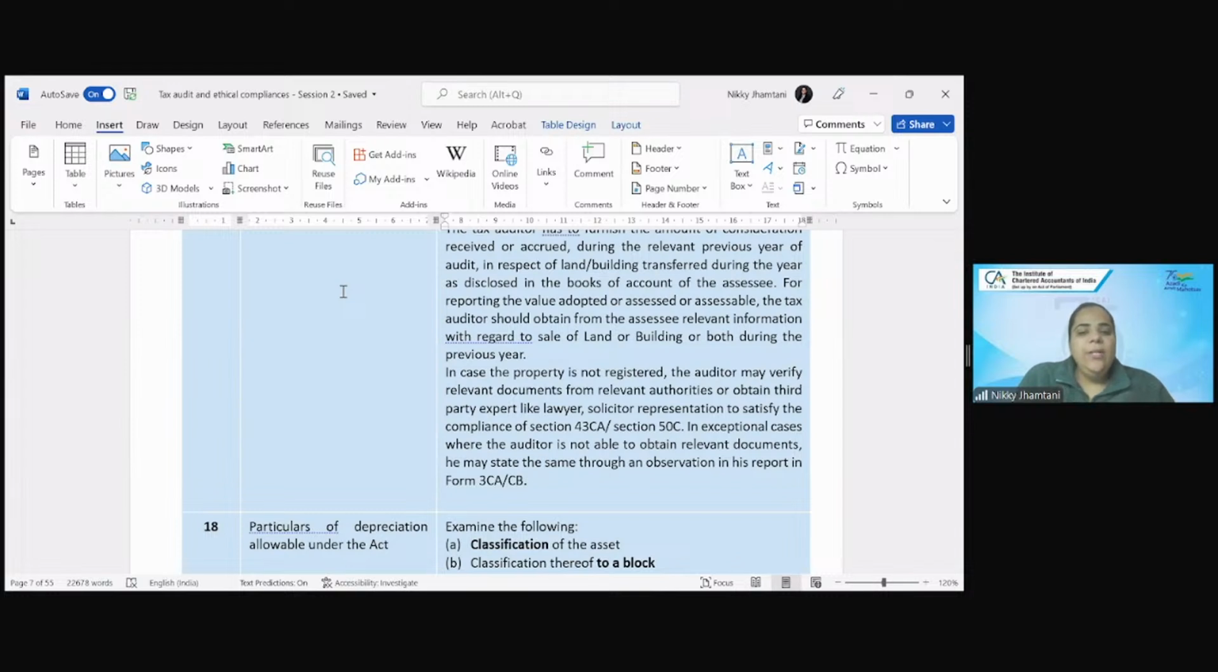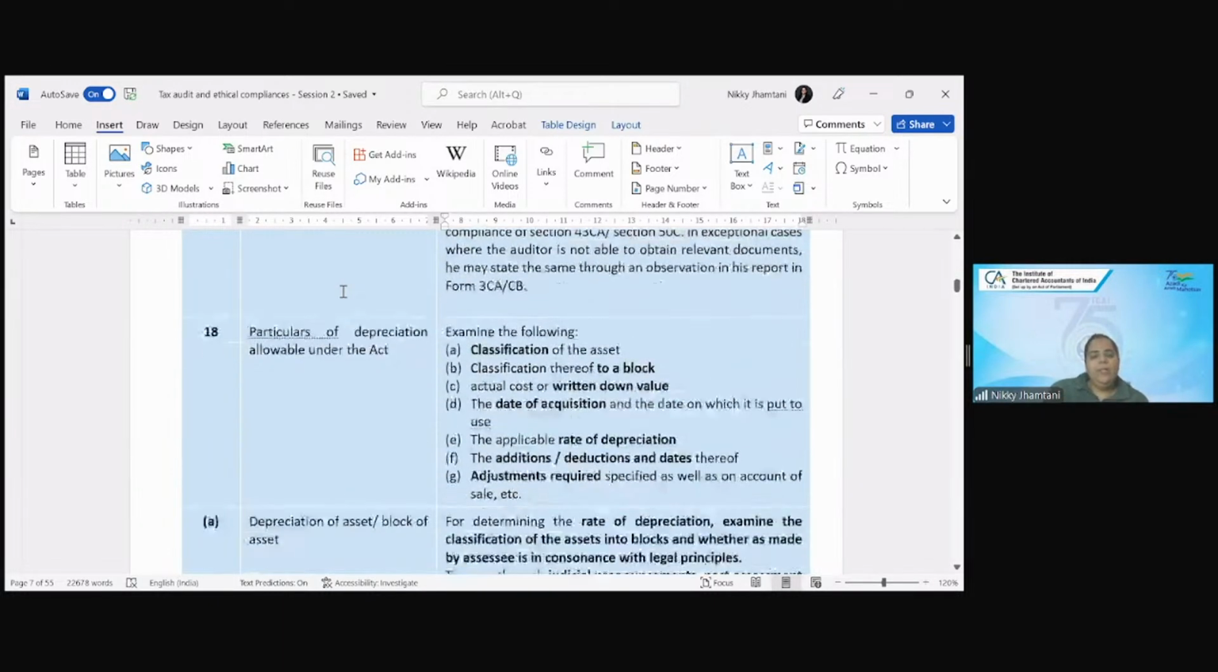In exceptional cases where the auditor is not able to obtain the relevant documents, he may state the same through an observation in his report in 3CA, 3CB. अगर ऑडिटर ने ट्राई किया है बट कुछ एक्सेप्शनल केसेस में वो नहीं ऑब्टेन कर पाया है जो भी रेलेवेंट डॉक्यूमेंट्स है, तो वो एक ऑब्जर्वेशन क्वालिफिकेशन टाइप 3CA 3CB में डाल सकता है.